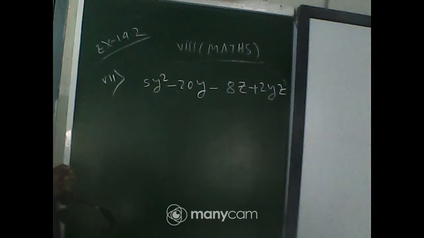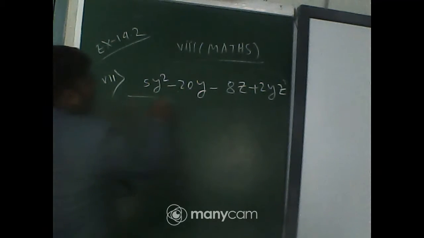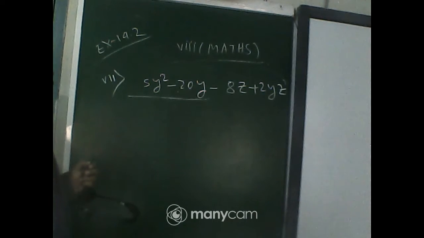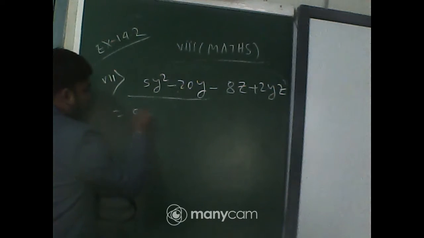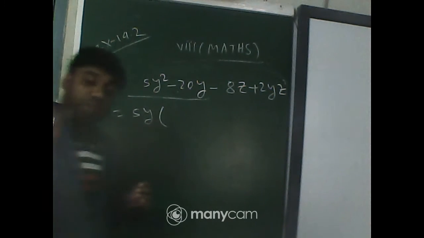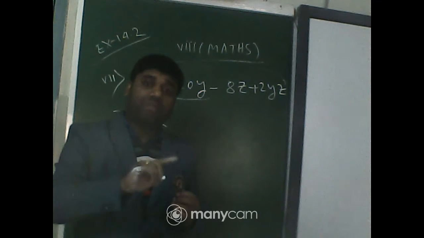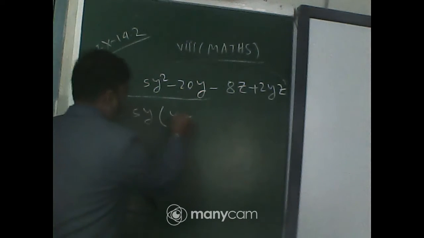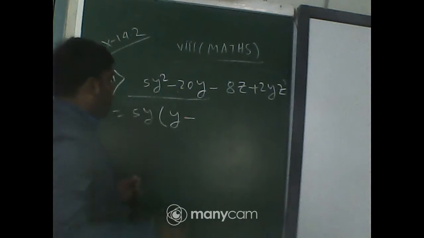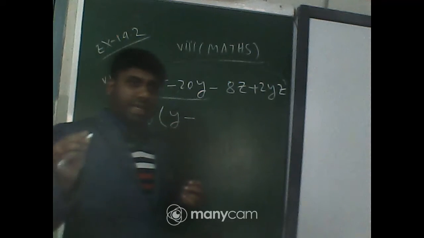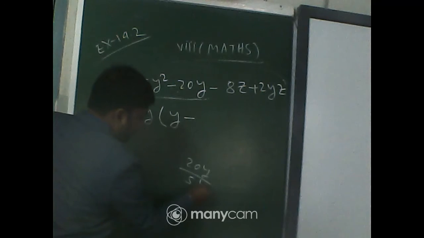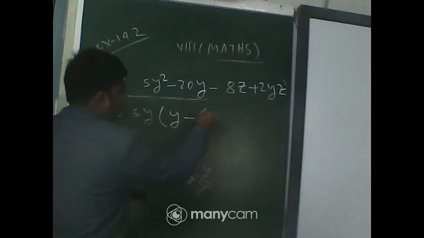If you take common from the first two terms, you can easily see that the y part is common as well as 5. So you can take 5y common. From 5y square, taking 5y common, the only remaining part is y, so you write y here. Then minus 20y: taking 5y common, y is removed and 20 divided by 5 is 4, so minus 4 is written.